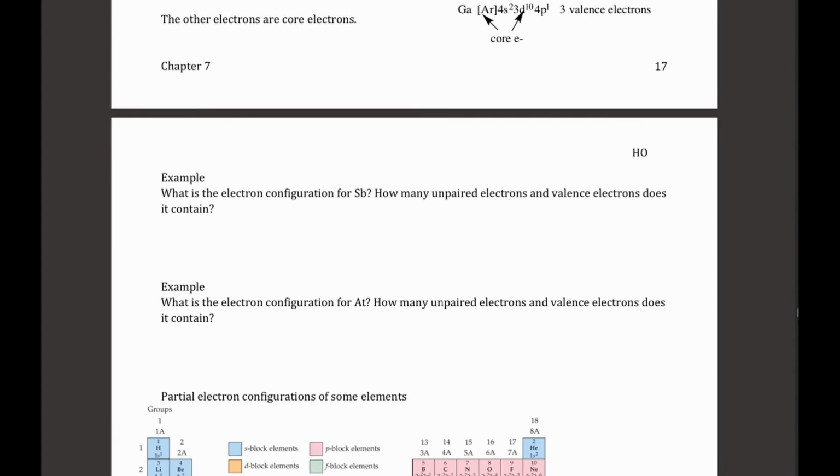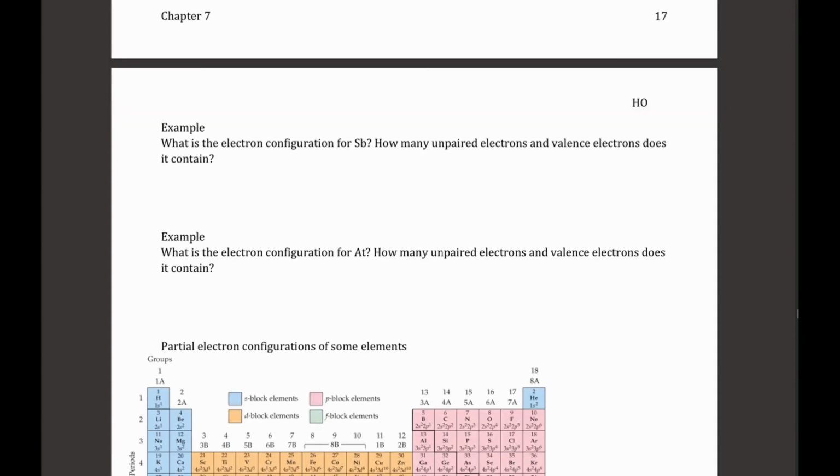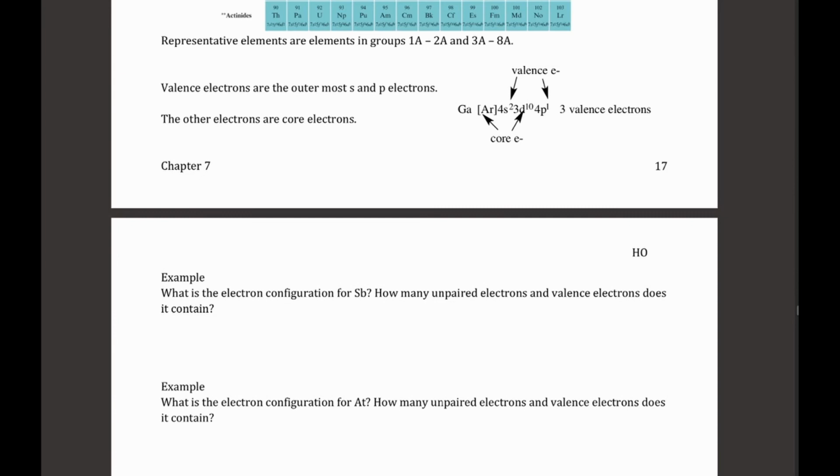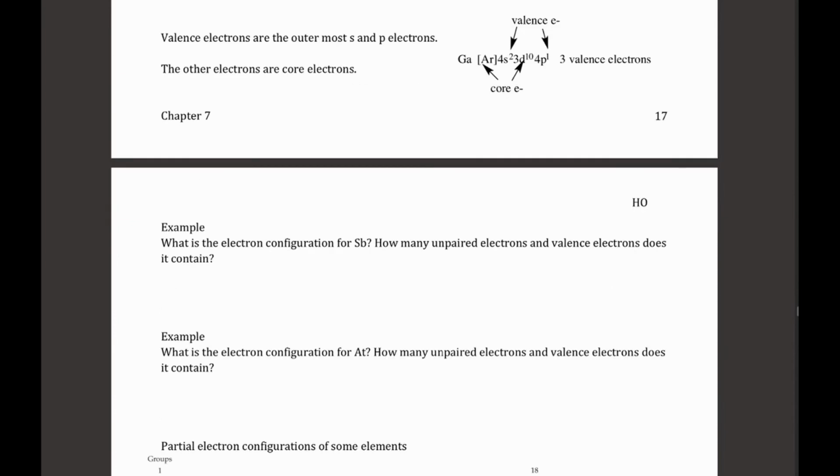Okay, here's a few problems for you to do. What is the electron configuration for antimony? How many unpaired electrons and valence electrons does it contain? What is the electron configuration for astatine, and how many unpaired electrons and valence electrons does it contain?